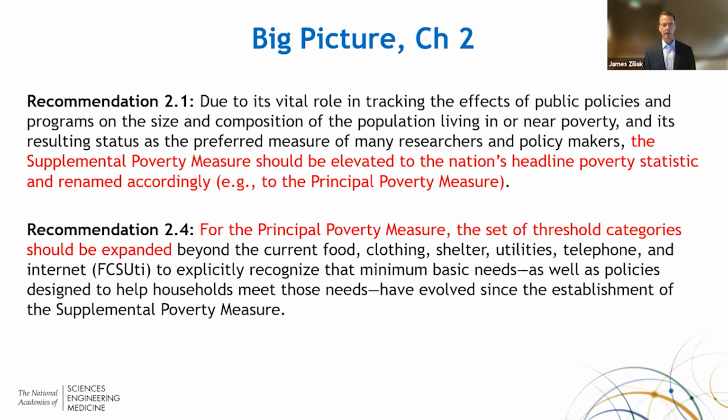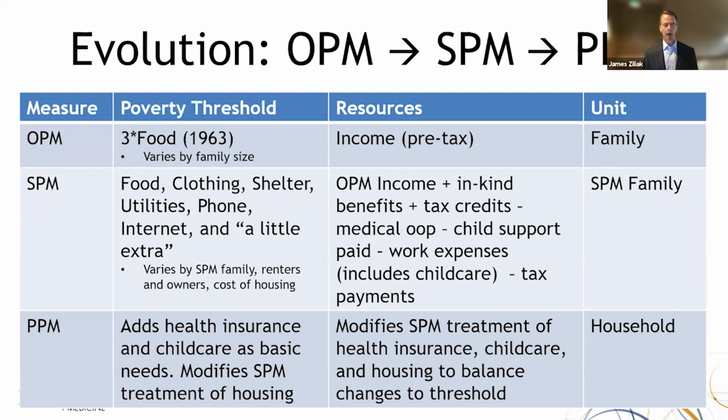So recommendation 2.4 says that the principal poverty measure should expand the set of threshold categories beyond the current set of food, clothing, shelter, utilities, and telephone and internet to include those policies that have evolved since the establishment of the SPM, okay? So next slide, please. What the PPM is going to do, in the bottom row of this slide here, is that health insurance will be added as a basic need to the bundle. Child care will be added as a basic need. And we propose a modification on the treatment of housing.